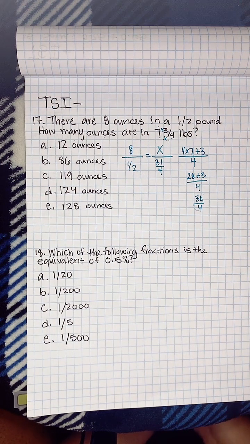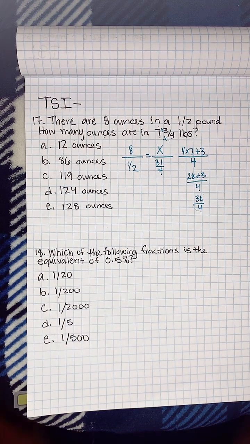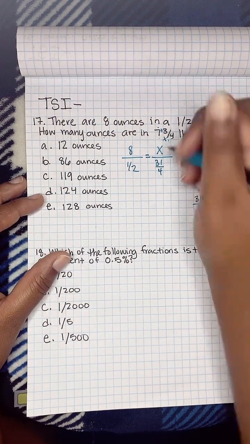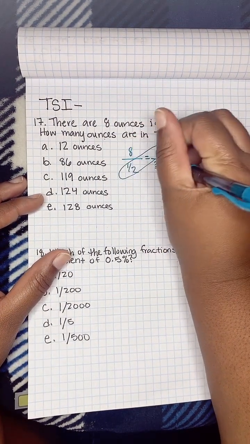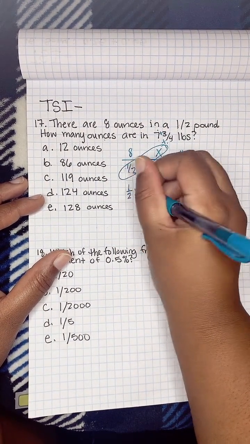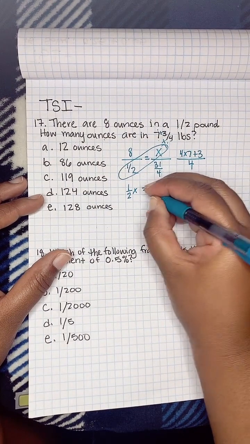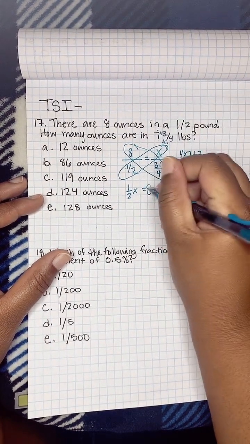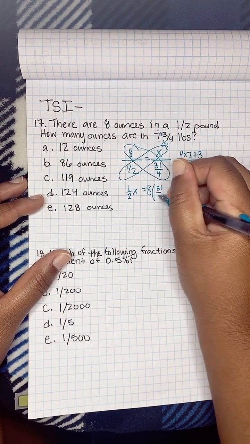So you're getting D. All right. So now, okay, Liz said D too. A lot of people are saying D. So now we're going to cross multiply. So 1/2 times X is just half X, okay? Equal to, now I'm multiplying here, 8 times 31 over 4.